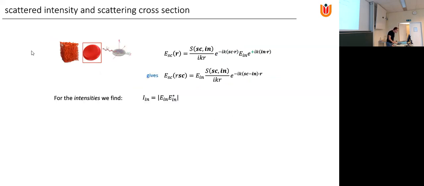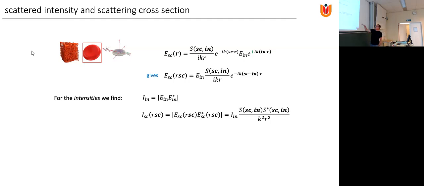That's the same slide as this. So for the intensity, if we now have the expression for the scattered electric field, the scattered intensity is obtained by multiplying it with its complex conjugate. That means that the phase terms will drop out. That's convenient.